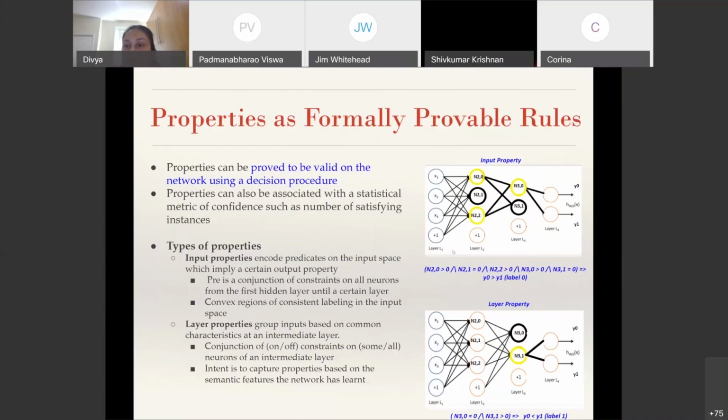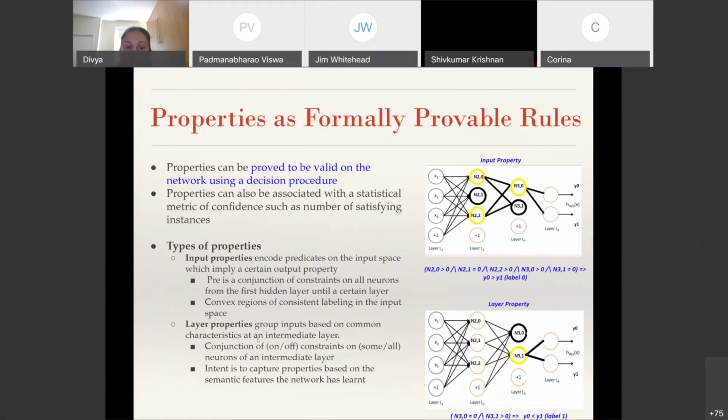For instance, I've shown an example here of an input property which states that for neurons in the second layer, if the neuron N20 is on and N21 is off and N22 is on, and for the neurons in the third layer, N30 is on and N31 is off, then the network always predicts label 0, that is, the output variable Y0 is always greater than Y1. So this is an example of an input property that we can extract from a model. And such input properties trace convex regions of consistent labeling in the input space, or represent inputs that are close to each other in the input space and on which the network can be proved to behave similarly.